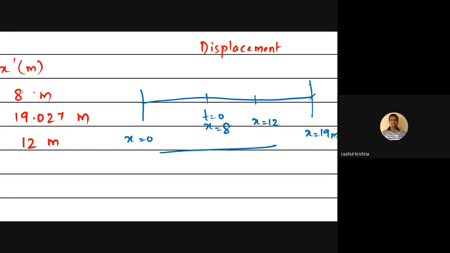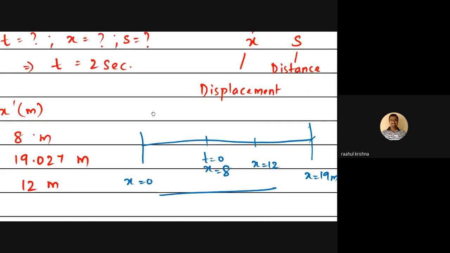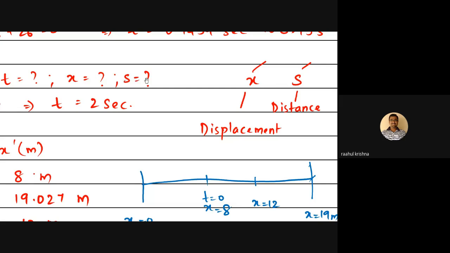Because my particle has traveled from x equal to 8 meters to x equal to 19.027 meters and then back to 12 meters. So what is the total distance which is traveled? 39.027. From x equal to 8 to x equal to 19, and then from x equal to 19 to x equal to 12. That will be my total distance traveled. Understand the difference? That's why I marked x also, here I marked s also.